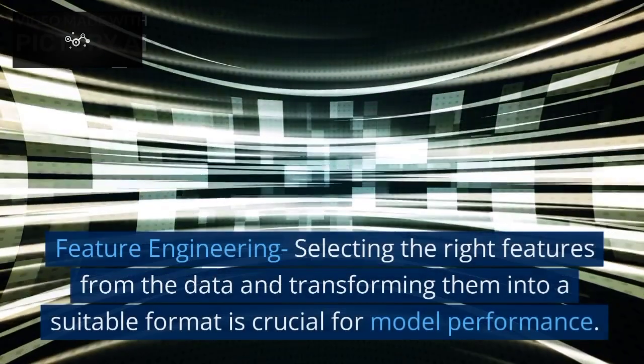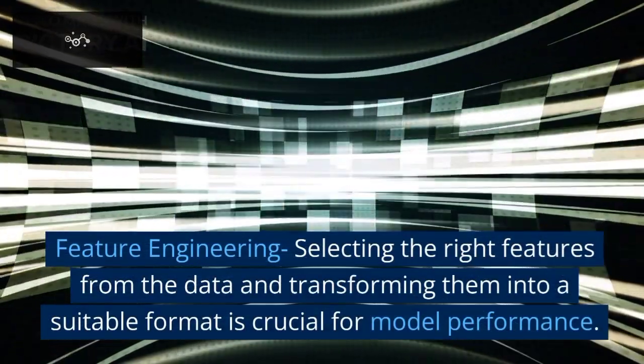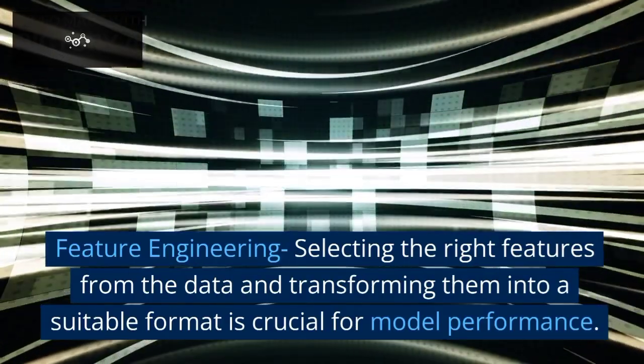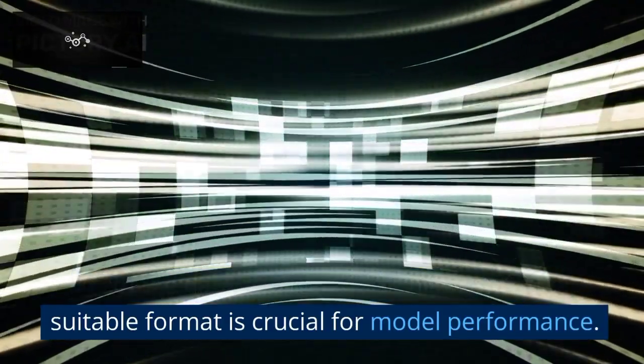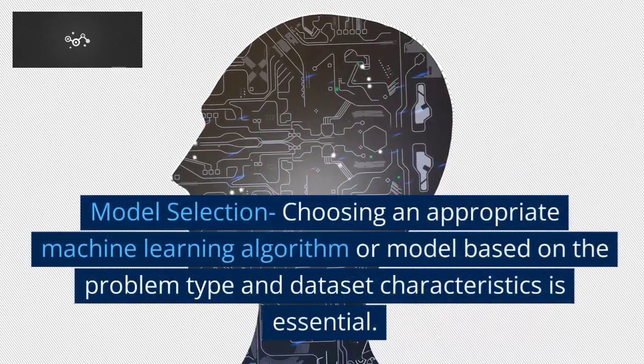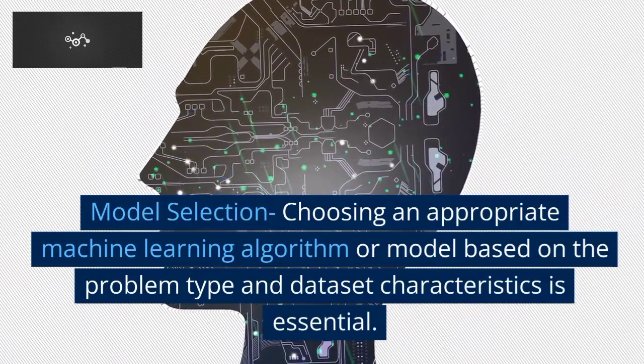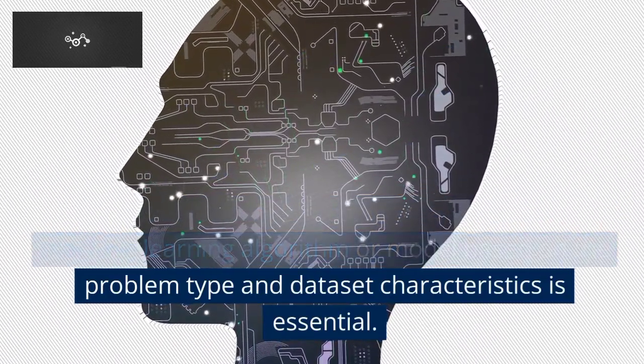3. Feature engineering. Selecting the right features from the data and transforming them into a suitable format is crucial for model performance. 4. Model selection. Choosing an appropriate machine learning algorithm or model based on the problem type and dataset characteristics is essential.